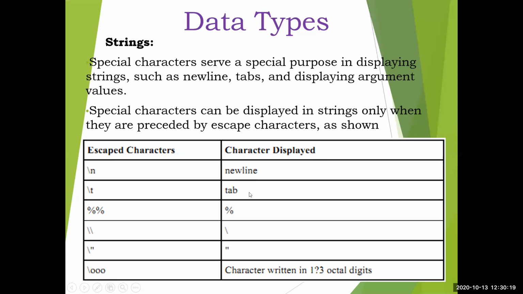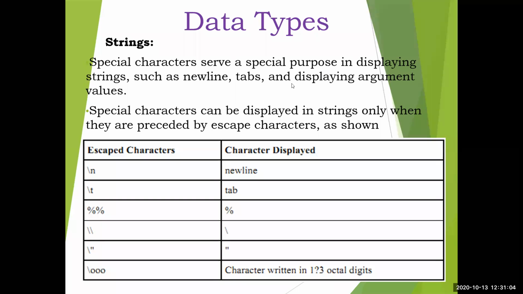\t means it will give a tab space. Percentage means one percent sign will be printed. This is a slash, but not the comment slash, so don't confuse this with that one. That line is nothing but a single line comment, and this is a backslash. One backslash will be skipped as an indication and the other will be printed. If you write slash with a quote, a quote will be inserted. \ooo means octal, and octal means 3 bits, so 3 octal digits will be written. So these are some of the special characters used in string displaying.